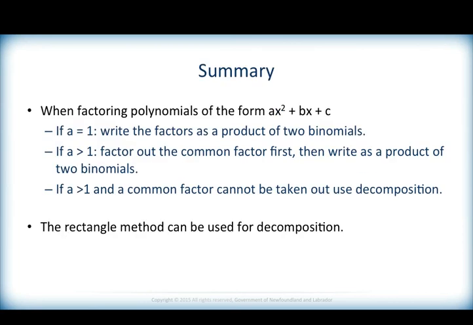Now, this is in our summary. When factoring polynomials of the form ax squared plus bx plus c, there are three rules. If a is less than 1, or a is equal to 1, write the factors as a product of two binomials. If a is greater than 1, factor out the common factor first, then write as a product of two binomials. If a is greater than 1 and a common factor cannot be removed, you have to use decomposition. And the rectangle model can be used for decomposition as a visual representation.